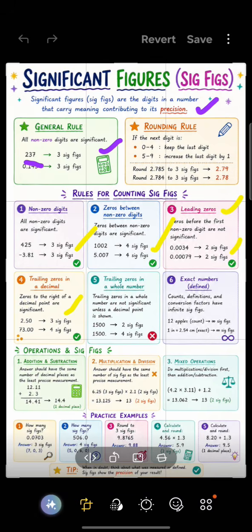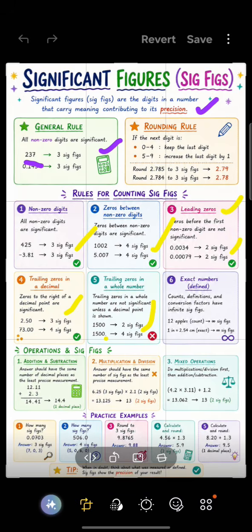Similarly, trailing zeros in a whole number are not considered for finding significant figures. So 1500 contains only 2 significant figures. Suppose it is written with a decimal point, as mentioned, then it contains 4 significant figures. When a decimal point is included, those zeros also count as significant figures.